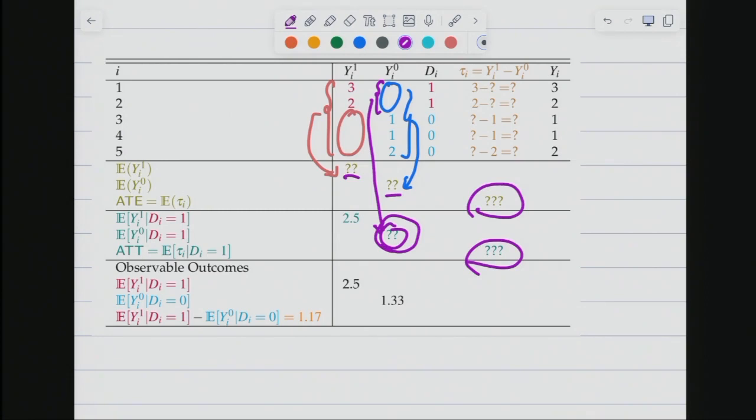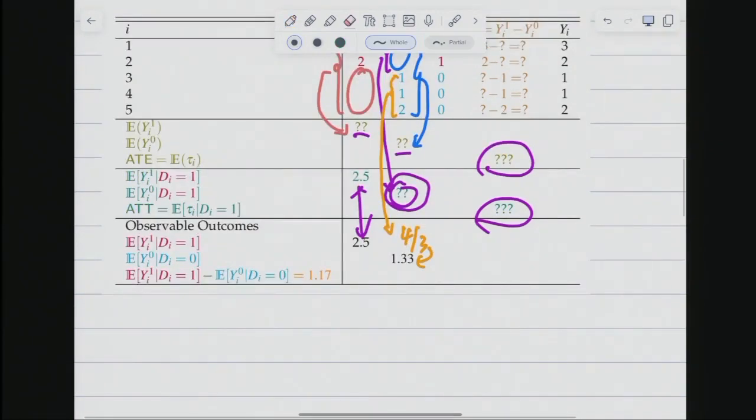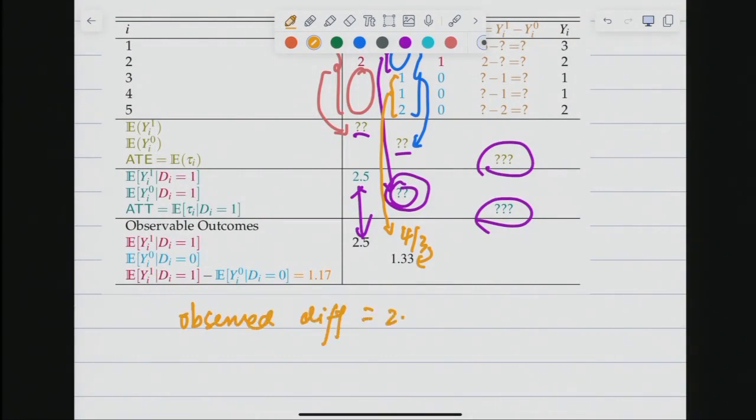But we know that we have the observed outcome for the treatment group, and we also have some observed outcome for the control group. Okay? So if we take the observed outcome for the control group and compute the average, which is just 4/3, that gives you 1.33. Okay? Then we can use this to compute the observed difference between groups. So the observed difference is just 2.5 minus 1.33. Okay? And that is 1.17.